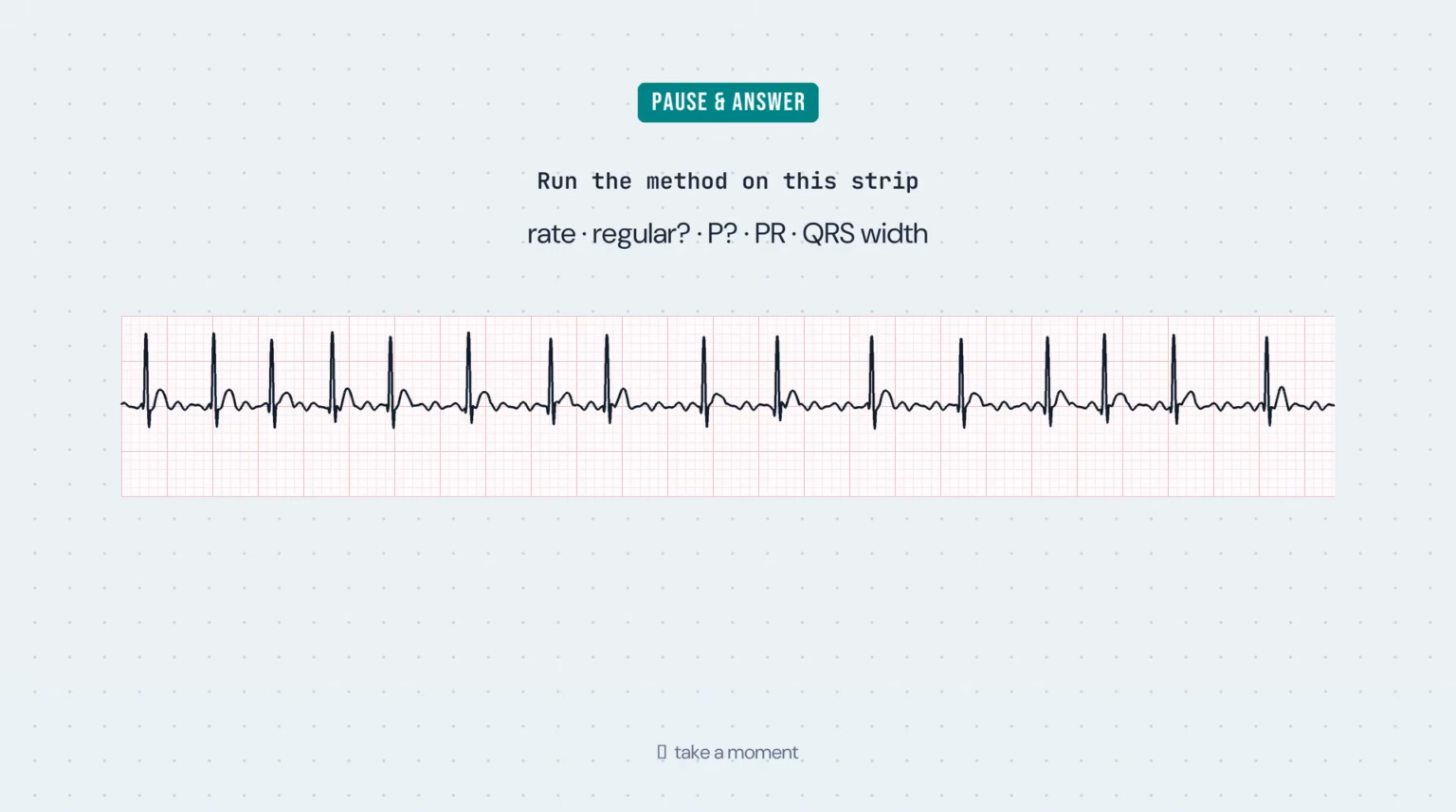Pause. Run the method on this strip. Rate, regularity, P waves, PR, and QRS width.